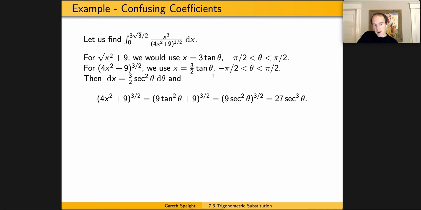So as we talked about, x squared is going to become 9 over 4 tangent squared, and then we have to multiply by the 4. So we have 9 over 4 tangent squared times 4. The 4s are going to cancel. We're left with 9 tangent squared theta. And then we have the extra plus 9 over here.